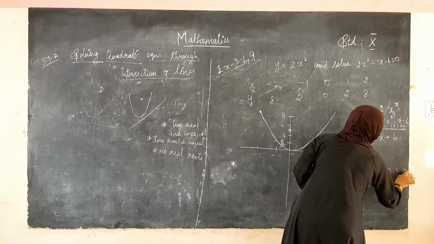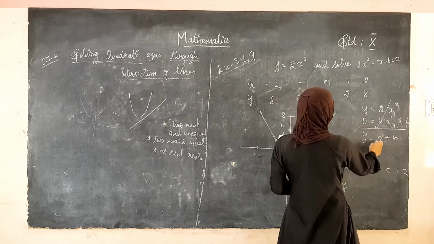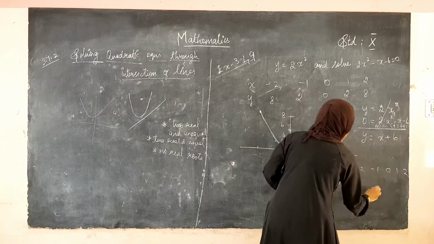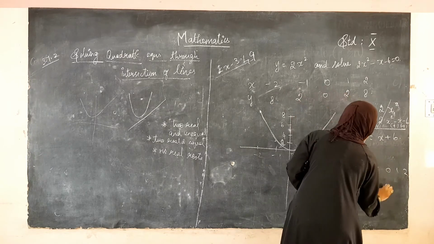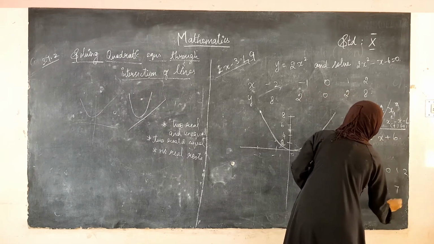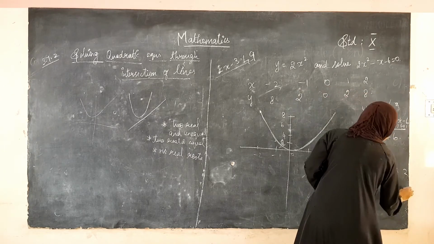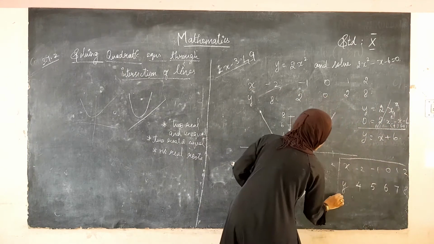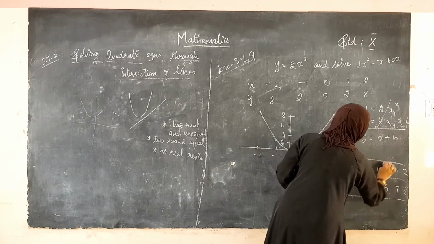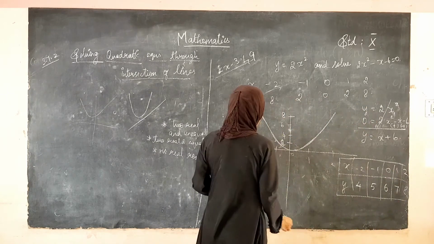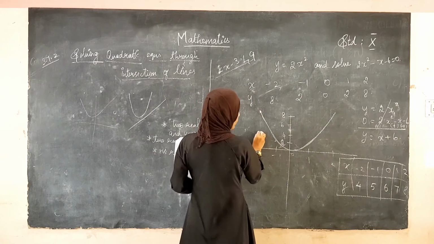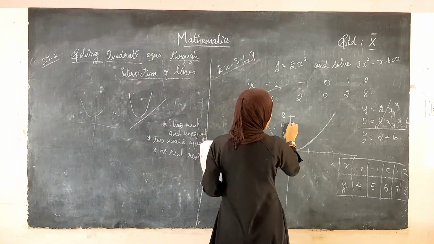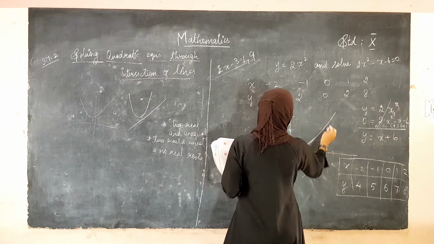For x as minus 2, minus 1, 0, 1, 2: if x is minus 2, 6 minus 2 is 4. If x is minus 1, 6 minus 1 is 5. If x is 0, 6 plus 0 is 6. If x is 1, the value of y is 7. If x is 2, the value of y is 8. Now you have to mark these points in the same graph. Minus 2 comma 4, minus 1 comma 5, 0 comma 6, 1 comma 7 and 2 comma 8.